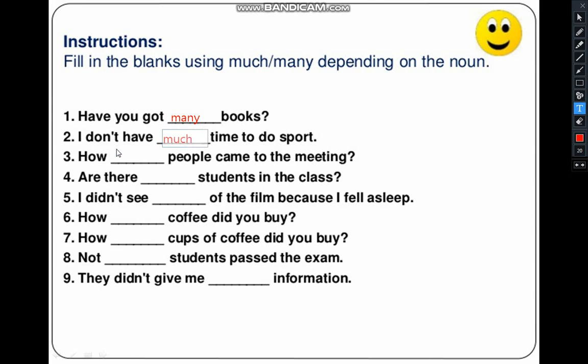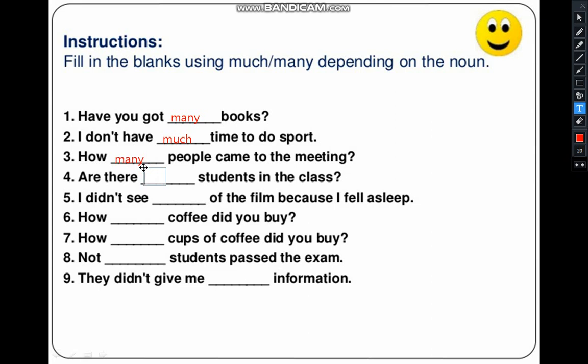How dash people came to the meeting? People is the plural form of many persons. If we are talking about one person, we can use it as person, but when we are talking about more than one person, we can say it as people. So it means we can count people. It will be many.